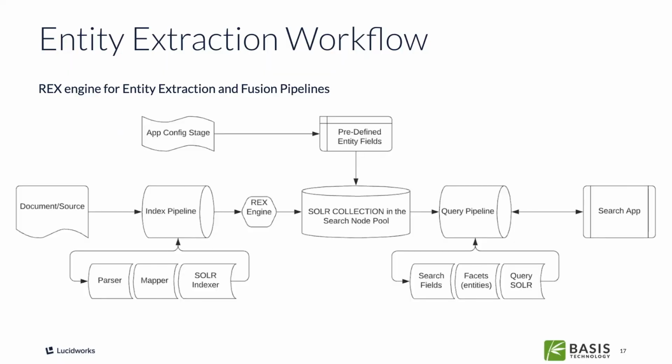Okay, as we saw in the demo, this is a high-level overview of the Fusion ingestion pipeline. Here we see we use the Fusion app configuration stages to create our predefined fields. And then we set up our index pipeline as we do normally, and we point the processor to Rex in our Solr indexer stage. And then the engine does all the magic and saves the entities directly into our index without any further configurations.